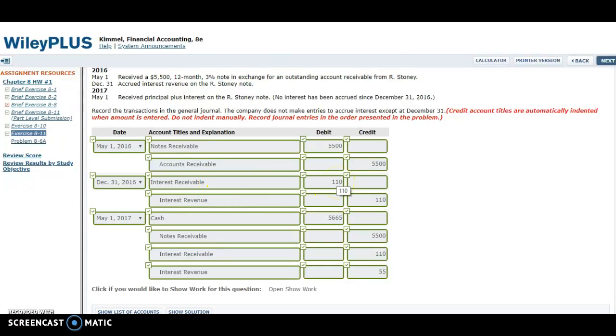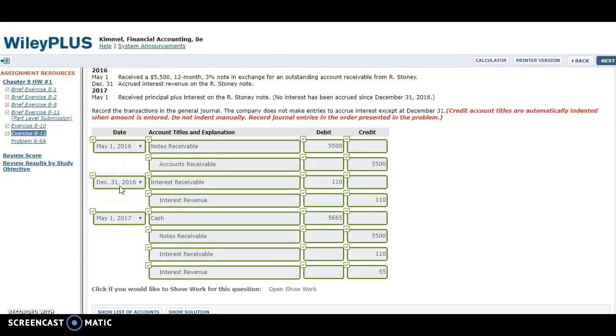So in order to calculate this 110, which I already plugged in here, you will take $5,500 and multiply it by 8 divided by 12. And you'll multiply that by 3%. So I got the 8 because you calculate this on December 31st.